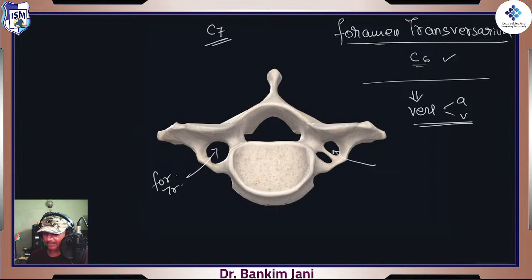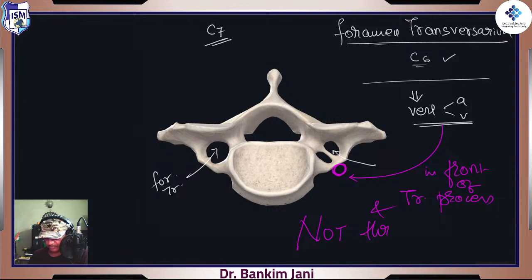Now these two structures pass in front of the transverse process and not through the foramen. So the vertebral artery and vertebral vein pass in front of the transverse process and not through it. In some cases, the vertebral vein feels like, okay, if the artery isn't going through, I'll go. Let the artery go outside. But again, it is variable. So this is a major change that we see in the case of C7.